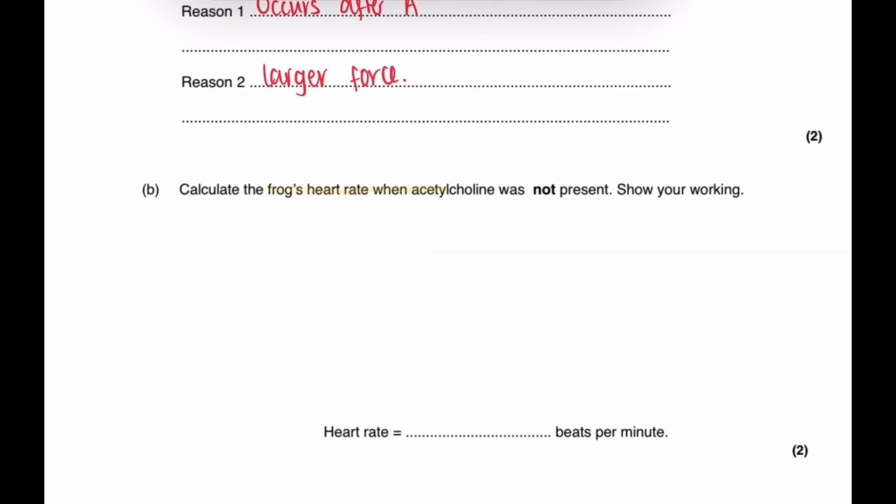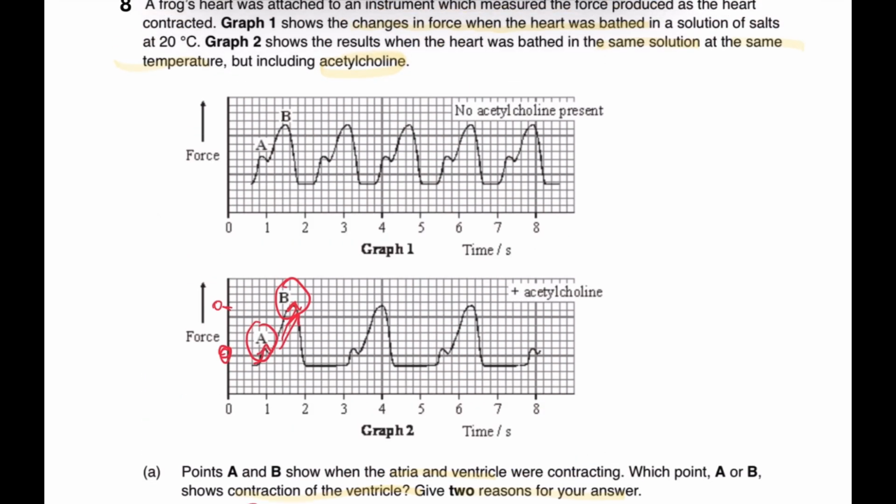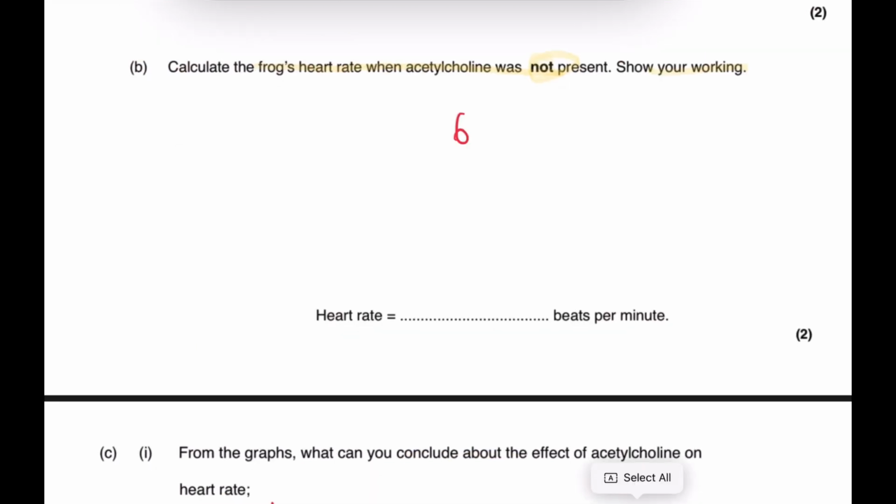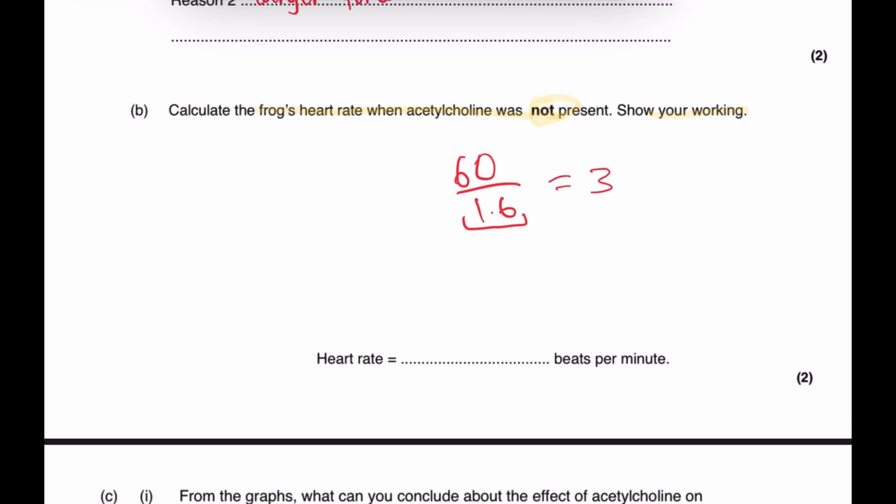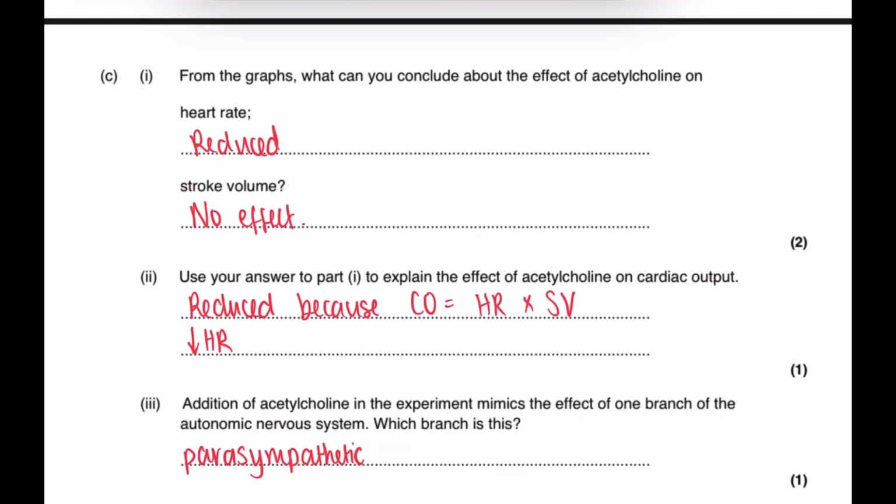B. Calculate the frog heart rate when acetylcholine was not present and show your working. So graph 1 is the one with no acetylcholine. What we do is we see how long one cycle takes. So our cycle can be from here to here, and we can see that is around 1.6 seconds each. So we do 60 divided by 1.6, which gives the number of cycles per minute. We get 37.5, which is our answer, 37.5 beats per minute.